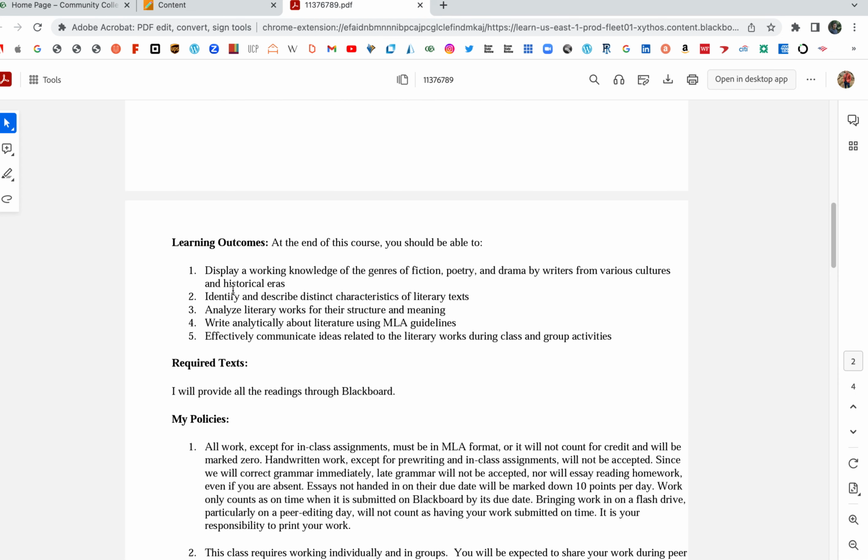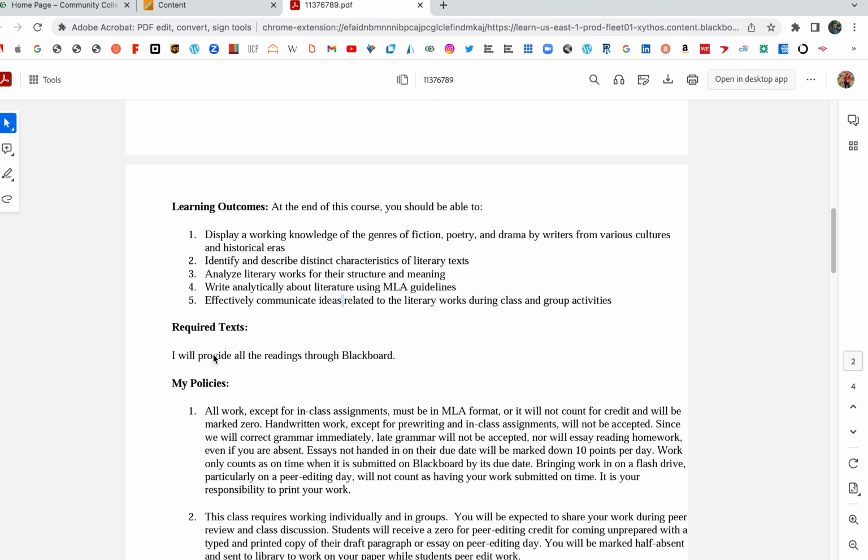Display a working knowledge of the genres of fiction, poetry, and drama by writers from various cultures and historical eras. Identify and describe distinct characteristics of literary texts. Analyze literary works for their structure and meaning. Write analytically about literature using MLA guidelines. Effectively communicate ideas related to the literary works during class and group activities. These are the things we'll be practicing.